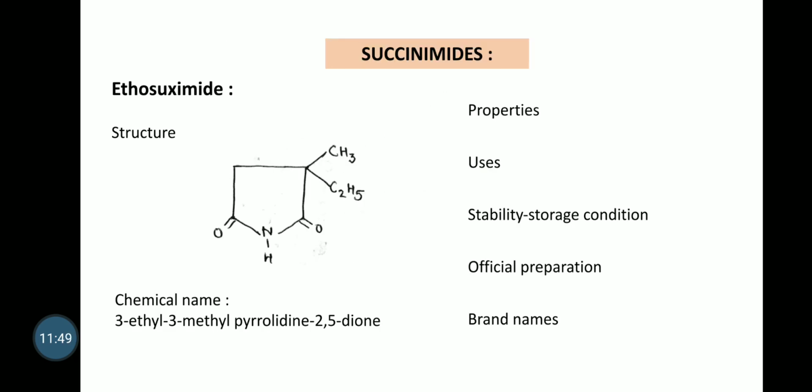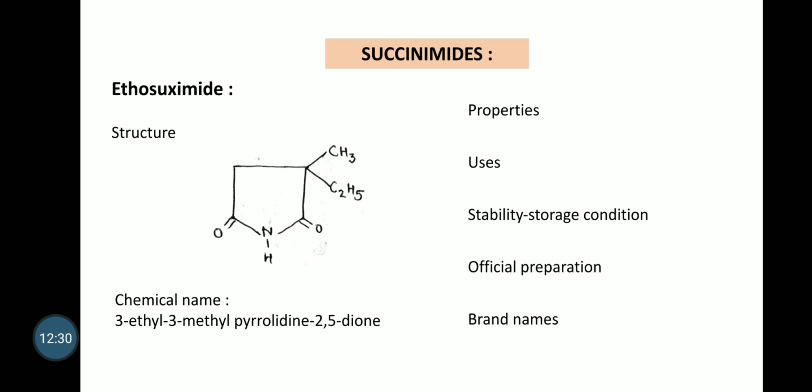In that, the first drug is your ethosuximide. See the structure properly. Give the numbering to the structure. You will see that the substituent group is present at the 3rd position. What is the name of the substituent group present at 3rd position? One ethyl group is present and one methyl group is present. Therefore, in the chemical name, write in alphabetical order 3 ethyl, 3 methyl, and the basic structure, that is your pyrrolidine 2,5-dione. That is the chemical name of your ethosuximide.